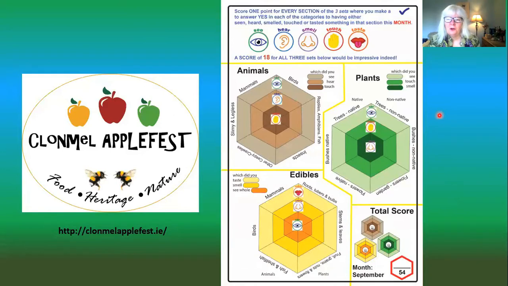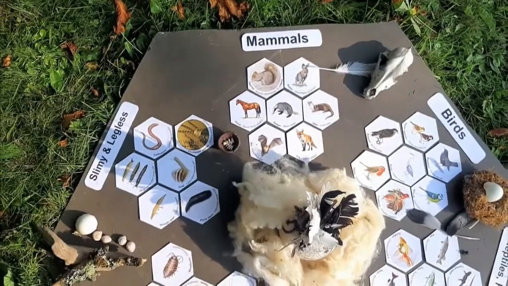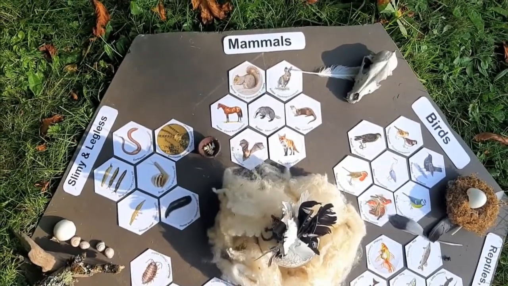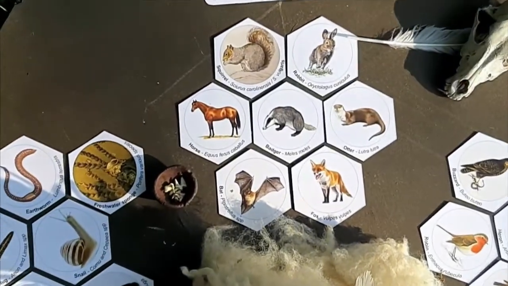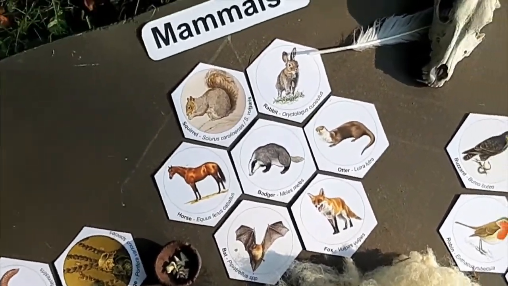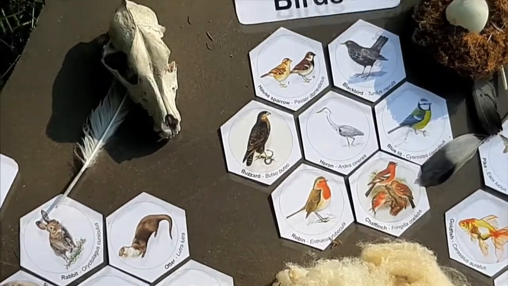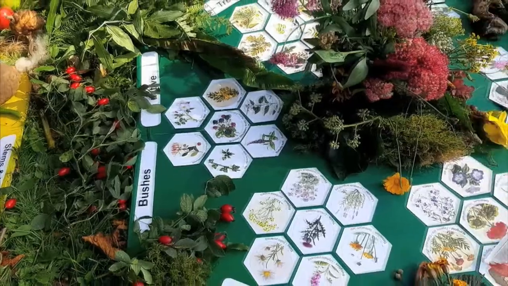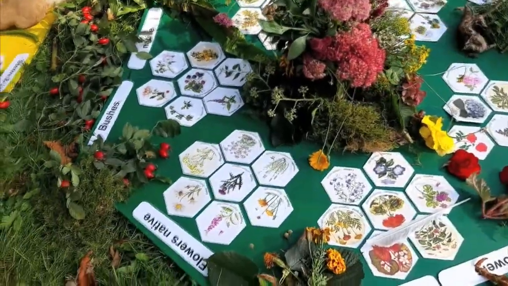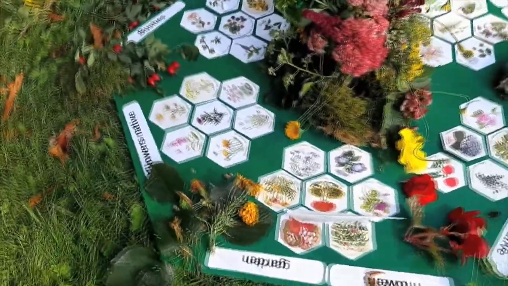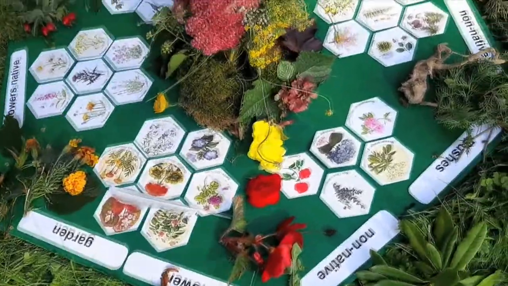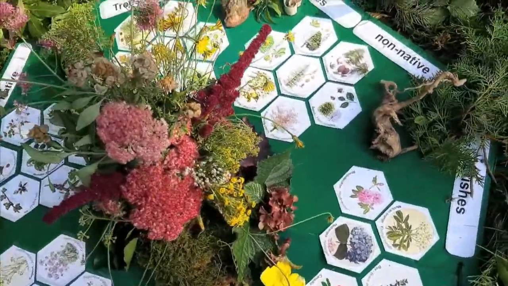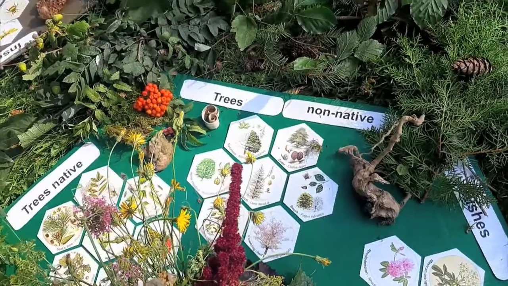So how do you score? You score 1 point for every section of these 3 sets. You make a tick for every category, whether you saw it, whether you heard it, or whether you touched it. In the plant section, it's whether you saw it, whether you touched it, or whether you smelled it. Because if you come in closer to something, then you're more in touch with it. Sometimes you have to come really close to touch and smell a flower.